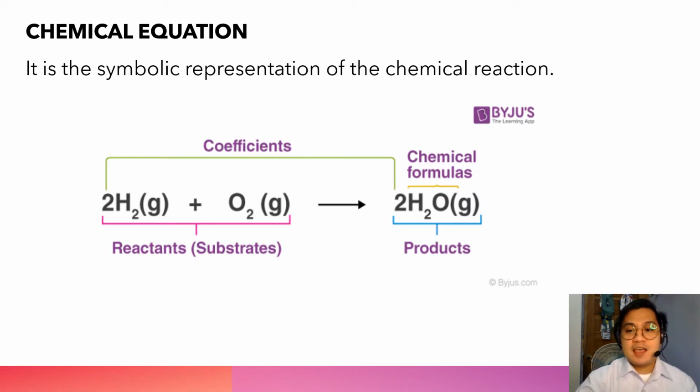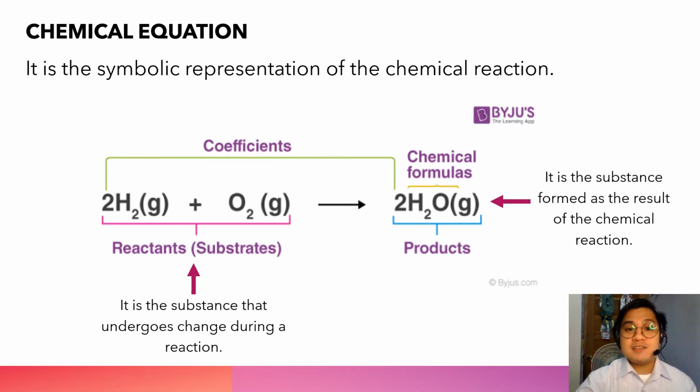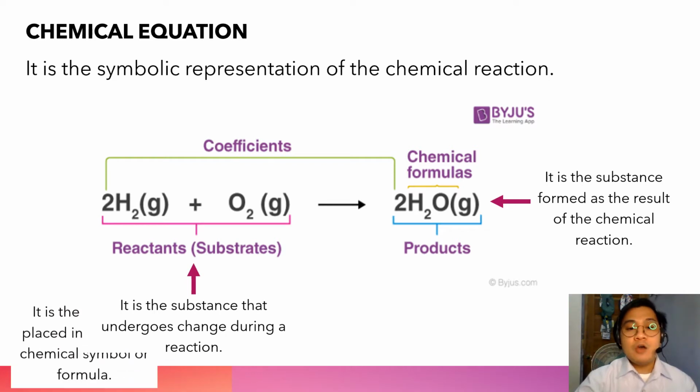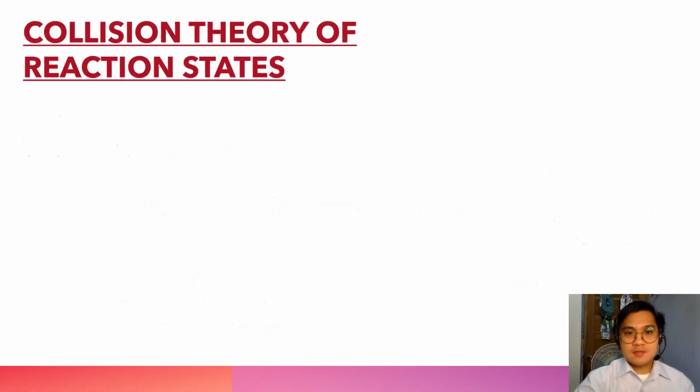The first part is the reactant. Reactant is the substance that undergoes change during reaction, while product is the substance formed as the result of the chemical reaction. While coefficient is the number placed in front of a chemical symbol or formula. I hope that this review will give you information that you will use throughout our discussion.